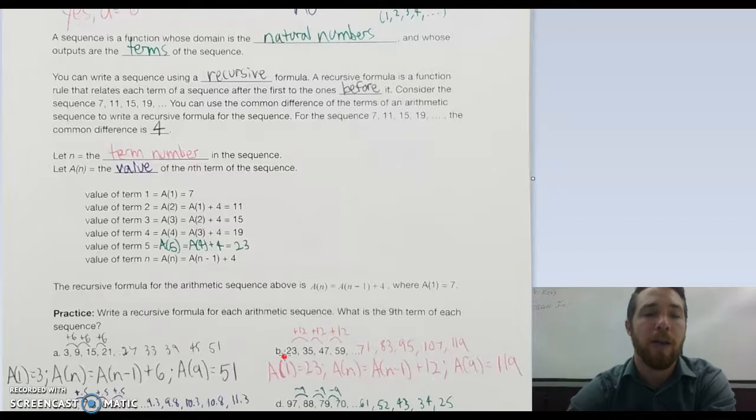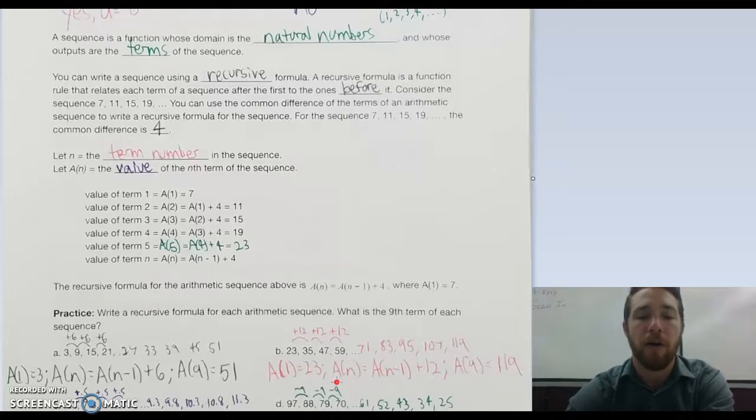Same thing for part B. Again, we always have to list a starting point, so it looks like I start my pattern at 23. And if I have a recursive formula, that means a of n is going to be equal to a of n minus 1 plus or minus something. So I start with that previous term. And in this example, it looks like I'm adding 12 every time. So I take that and I do plus 12.